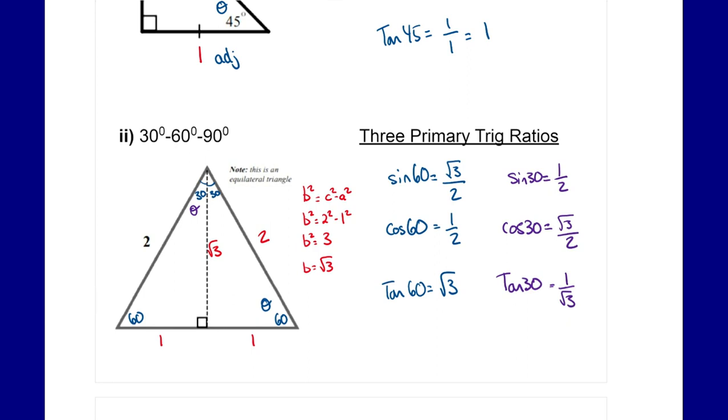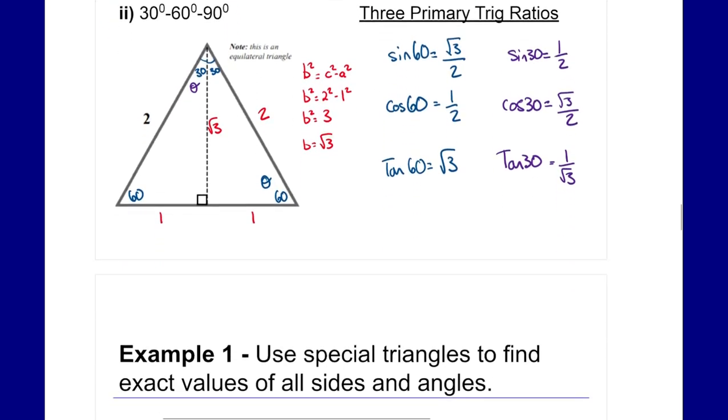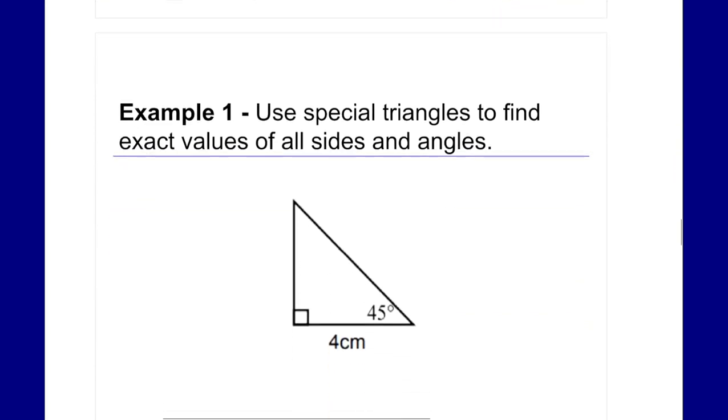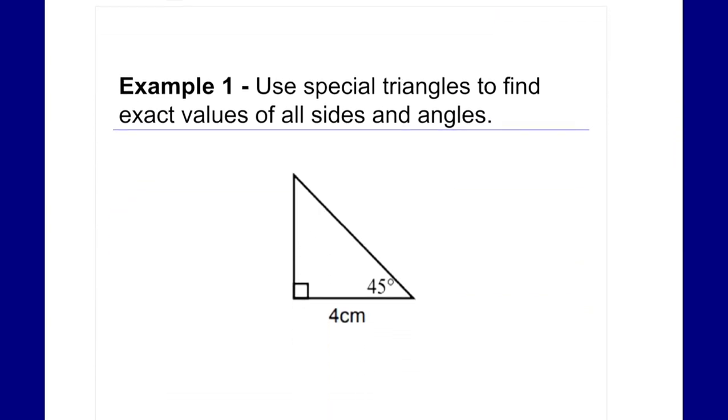So again, these are the different primary trig ratios for these special triangles. And we know them because they're exact values, and it's a unique case with these two triangles. So let's try to use that and use special triangles to find exact values for all sides and angles. So again, when we're dealing with certain angles, specifically the 45, 30, or 60, we can use those special triangles to help us determine the missing sides. And we're going to use that by using the idea of similar triangles.